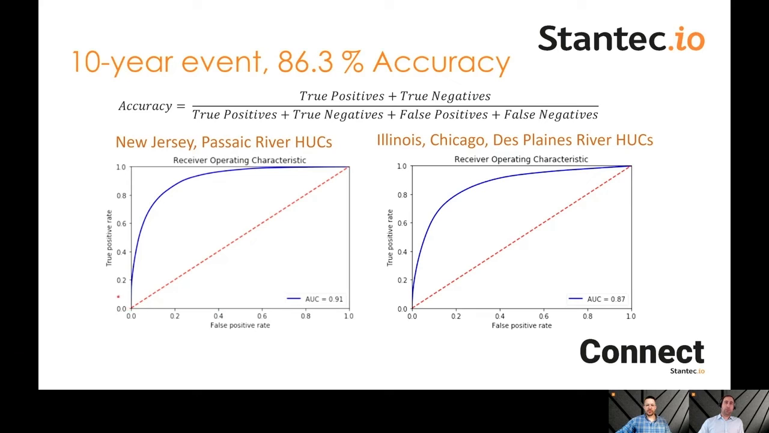And this can also be viewed as an area under curve. So we have our true positive rate versus our false positive rate. Ideally, we want a true positive rate that goes to 1 and the false positive rate to then cut over to 1 here. That would be a perfect model prediction. So we're around 0.91 for New Jersey and 0.87 for Chicago. Compared to values in literature, primarily for riverine, this is pretty good. Values on the high end range from say 0.85 to 0.95.